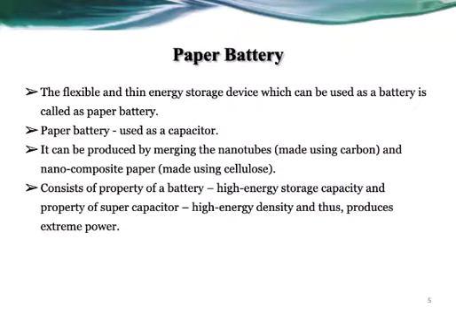Next, we can explain what is a paper battery. The flexible and thin energy storage device which can be used as battery is called as paper battery. Paper battery can be used as a capacitor. It can be produced by merging nanotube made using carbon and nanocomposite paper made using cellulose. It consists of property of battery, high in the energy storage capacity, and property of supercapacitor, that is high energy density, and thus produces extreme power.